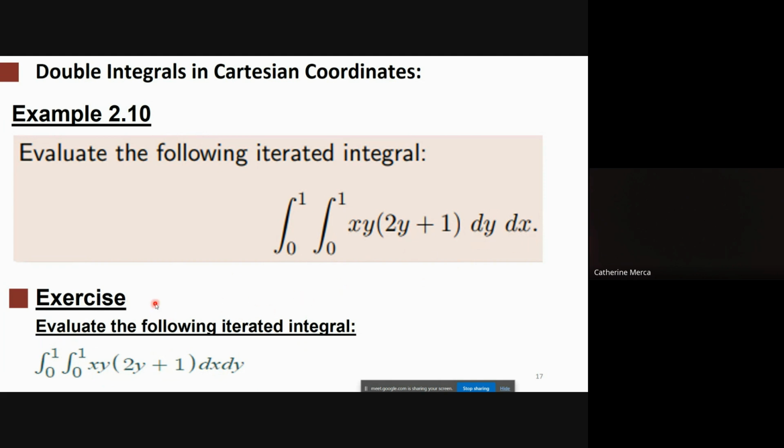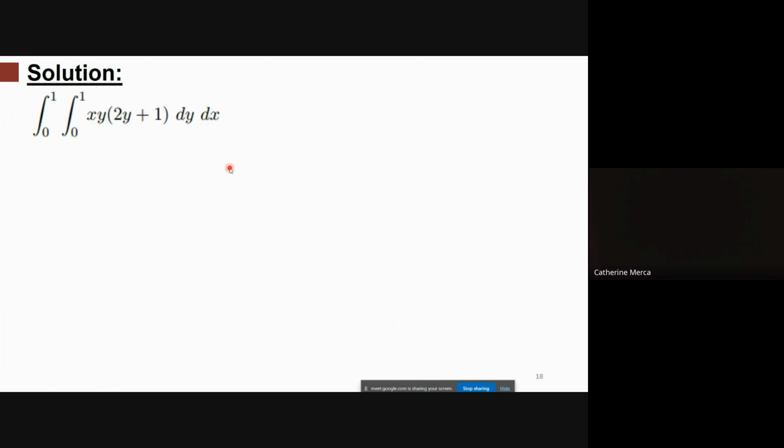So as an exercise, you are to solve the following. Evaluate the following iterated integral, and you should come up with the same answer as this. So let's solve example 2.10 first. Here we have this.